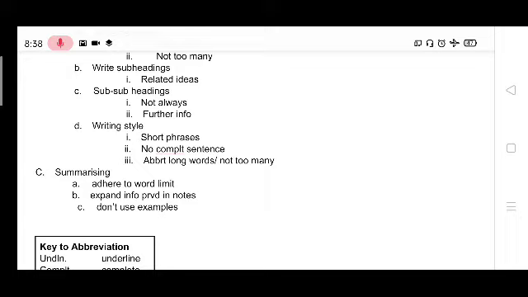And then summarizing, what you have to do in summarizing, you have to adhere to the word limit, and expand information provided in notes. It is very important that your summary is going to be based on your notes, so you have to write whatever information you have written in notes in expanded form when you're writing the summary. And then don't use examples. This is again very important. You are not required to use examples in your notes and also in your summary.